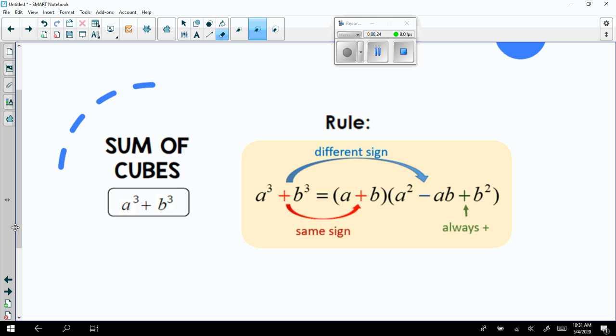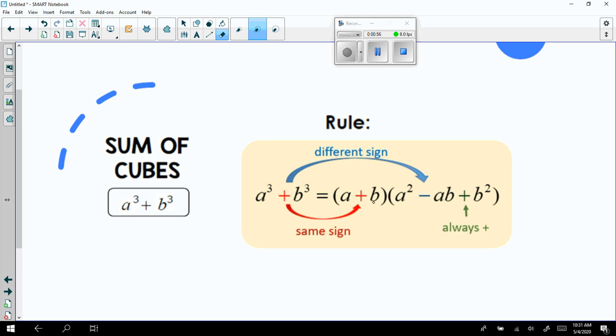Here's the rule for the sum of two cubes. You take the cube root of both the first and second term. Then when it's factored out, it ends up being a binomial of the sum of these two cube roots. And then you take the cube root of the first term and square it, multiply the cube roots of the first and second term and subtract that from the first one, and then you square the last term. So remember, this is always positive.